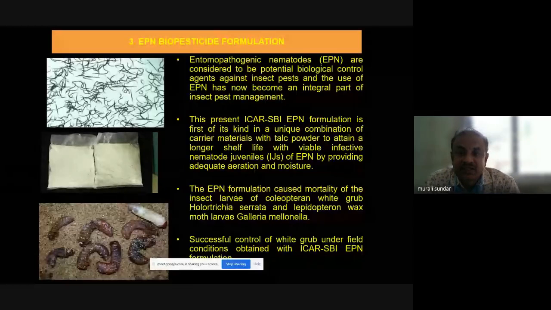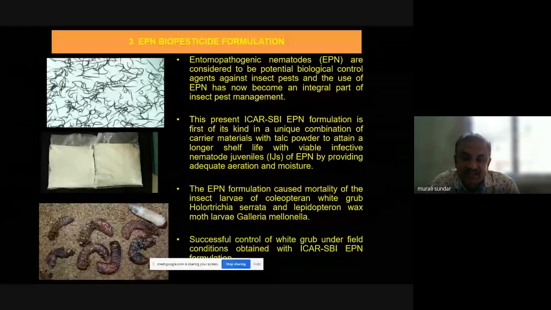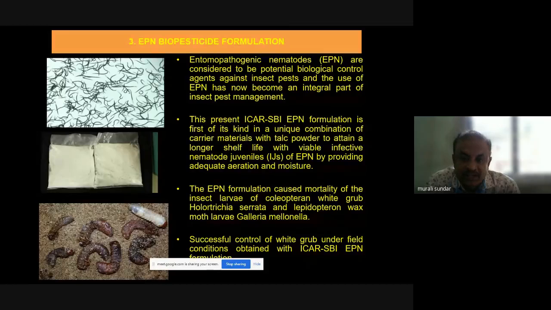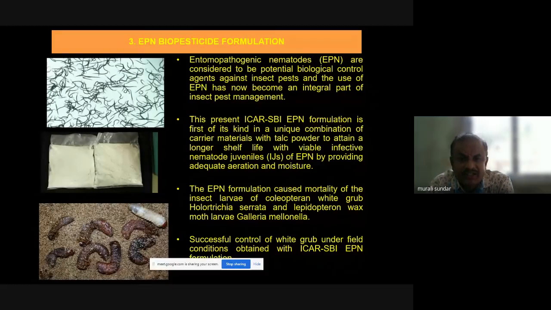Entomopathogenic nematodes (EPN) are considered potential biological control agents against insect pests, and the use of EPN has now become an integral part of insect pest management. So now we are getting a lot of complaints, and even the Government of India has banned nearly 27 inorganic chemicals for controlling pests in different agricultural crops. It has really put pressure, or a necessity, on us to develop a naturally existing biological control agent so that it can be effectively used to control the pest.